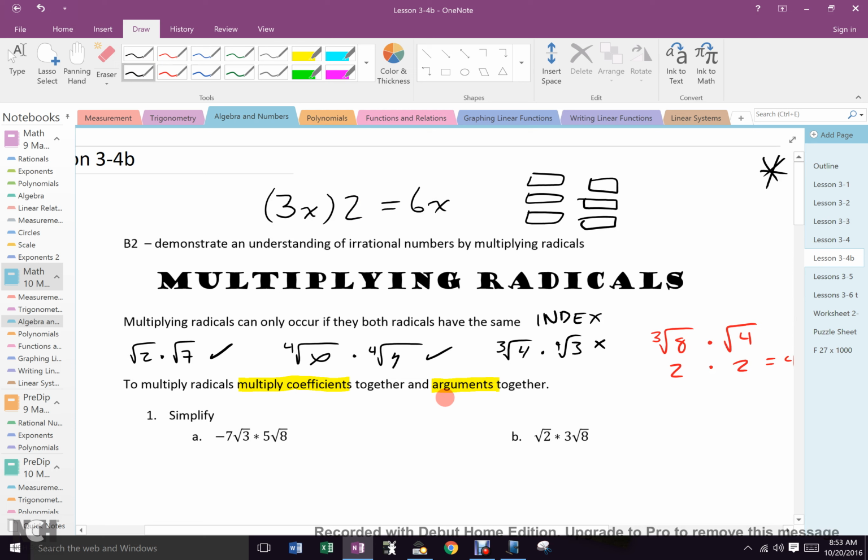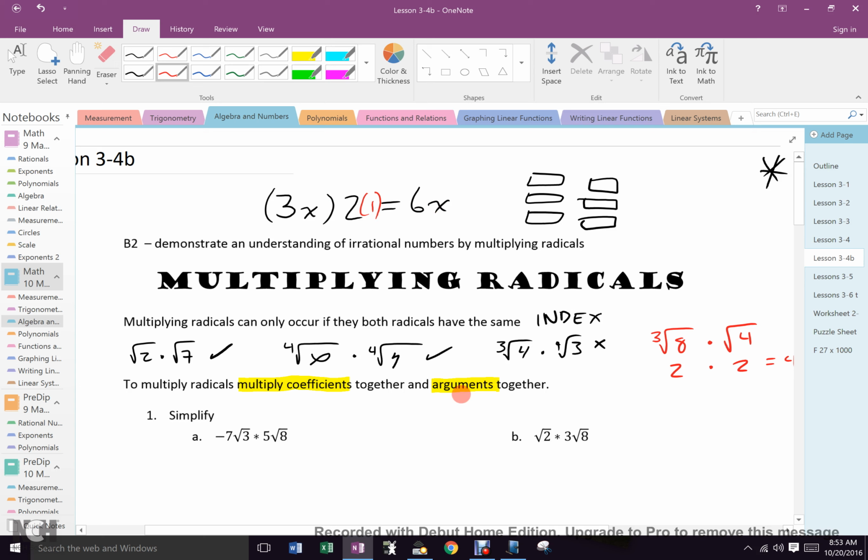Arguments is a catch-all term. It's a general term for anything attached to a coefficient. So up here, the argument happens to be x, which happens to be a variable. Everybody understand? So in this case, we multiplied our coefficients together, 2 times 2, and their arguments. There's no argument here, which technically means it's a 1, yes? And so then I multiply the arguments together, x and 1, and I get 1x. Is everyone okay with that?